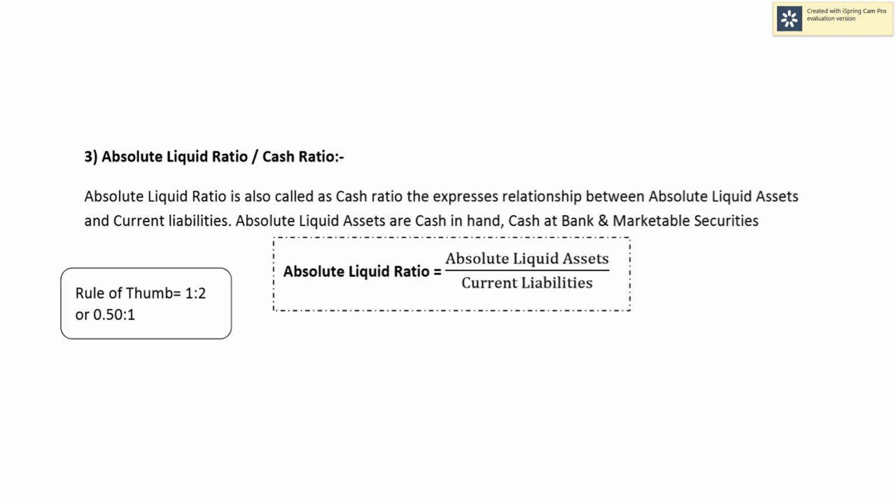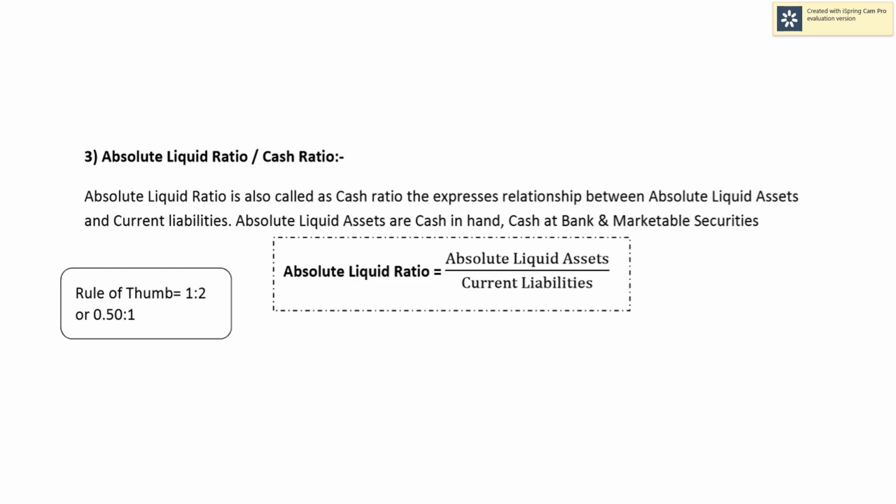Now, let us see the third one. The third one is absolute liquid ratio or cash ratio. Absolute liquid ratio is also called cash ratio because it expresses the relationship between absolute liquid assets and current liabilities. Absolute liquid assets are cash in hand, cash at bank, and marketable securities. Absolute liquid assets means any asset that can be liquidized very easily.